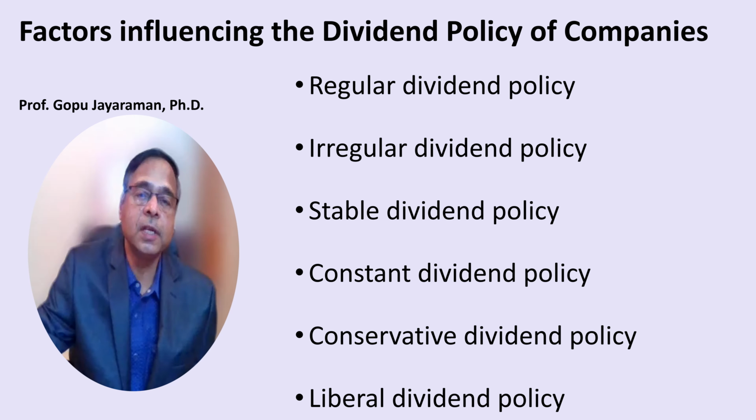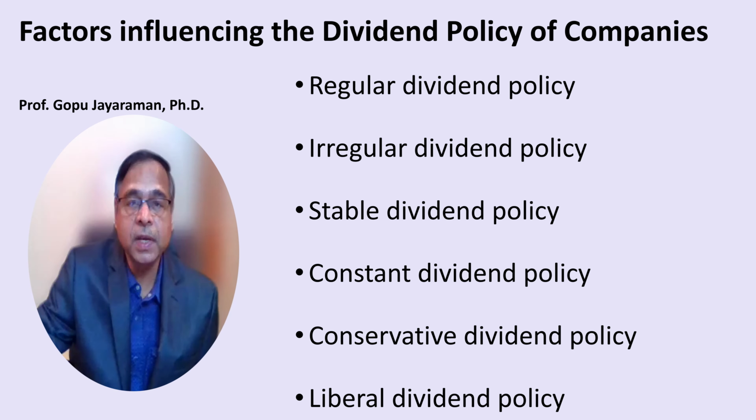The amount of dividend distributed by companies to its equity shareholders differs from period to period and company to company. The companies are following various dividend policies such as regular dividend policy, irregular dividend policy, stable dividend policy, constant dividend policy, conservative dividend policy, and liberal dividend policy.